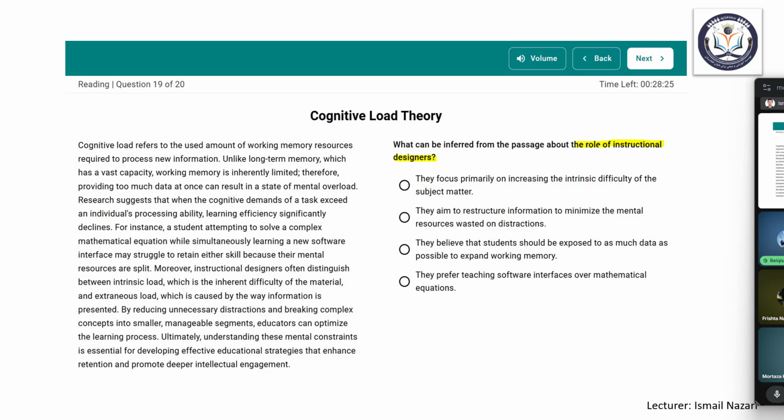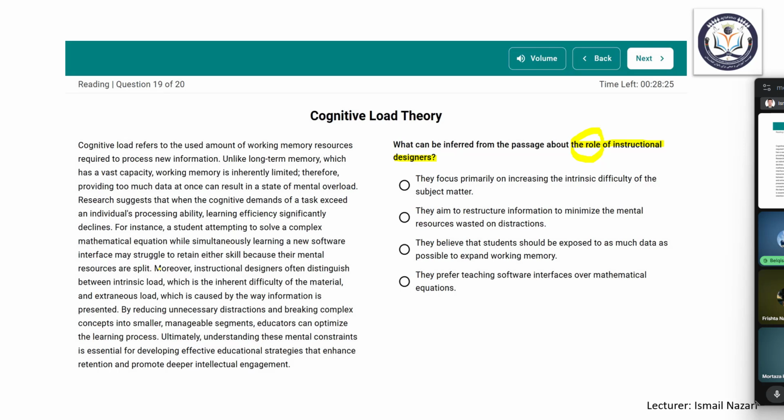First of all, look at the question. The question has got a keyword here. The keyword is the word role. It means what's the function, what role these instructional designers play. This keyword can help us guess which one could be the logical inference we may make. If we go on with the first one, they focus primarily on increasing the intrinsic difficulty of the subject matter.